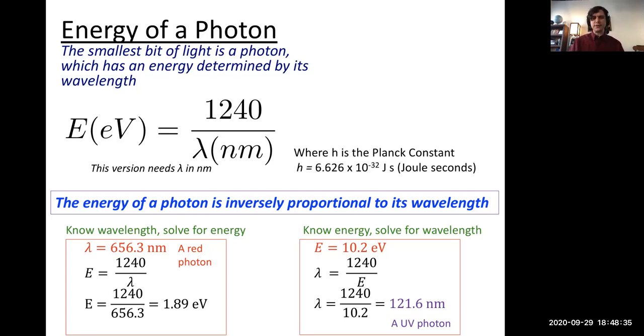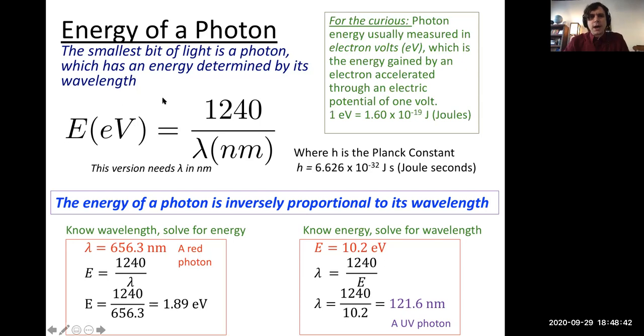What is the energy of the photon? Well, the energy is measured in something called the electron volt. The electron volt is just a unit of energy. If you're curious about what the electron volt is, it is the amount of energy gained if you take an electron and you move it through an electric potential of 1 volt. So it literally is an electron volt. The electron volt, usually eV, is just some amount of energy.